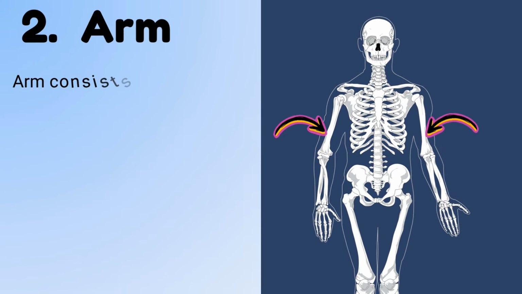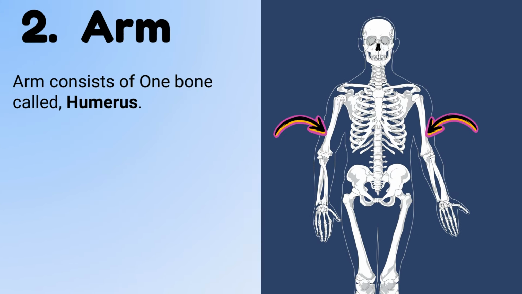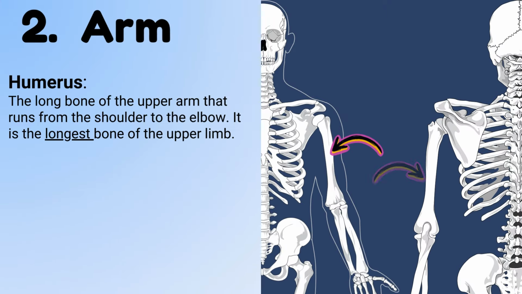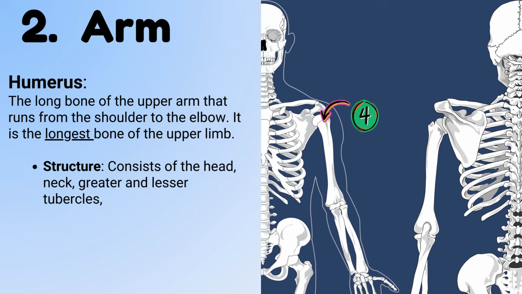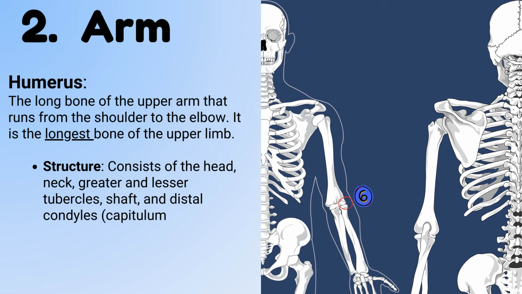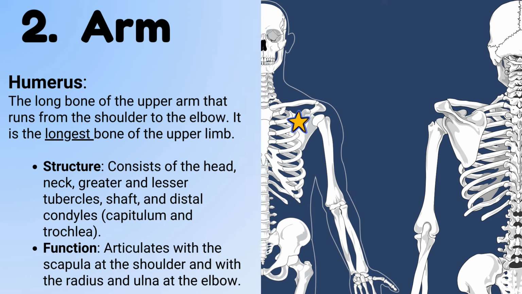Number 2. The arm. Arm consists of only one bone, called the humerus. Humerus. It is the long bone of the upper arm that runs from the shoulder to the elbow. It is the longest bone of the upper limb. Structure of humerus. It consists of the head, neck, greater and lesser tubercles, shaft, and distal condyles, that include capitulum and trochlea. Function. It articulates with the scapula at the shoulder, and with the radius and ulna at the elbow.